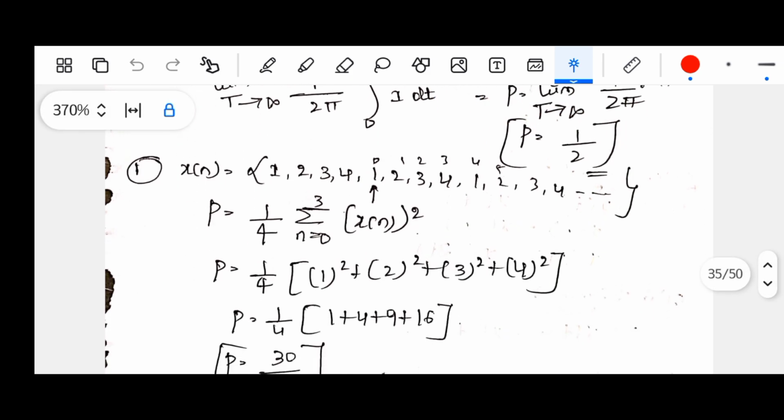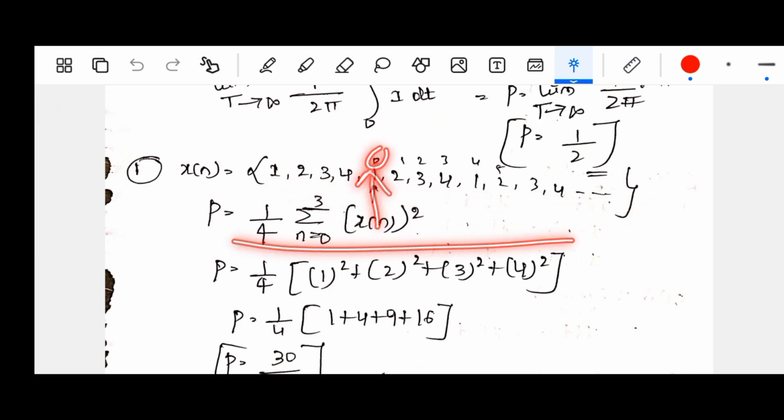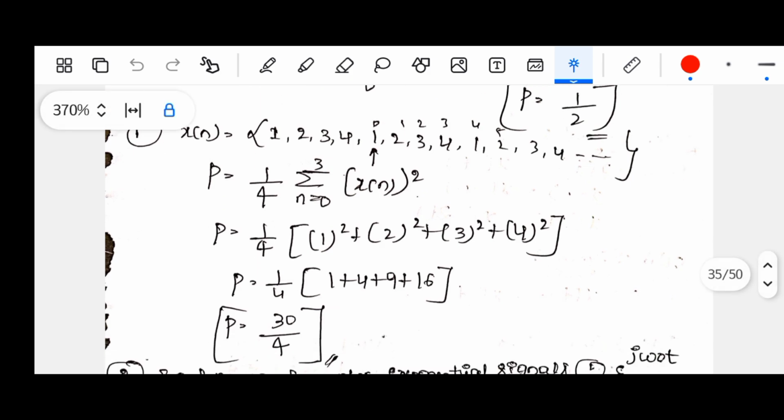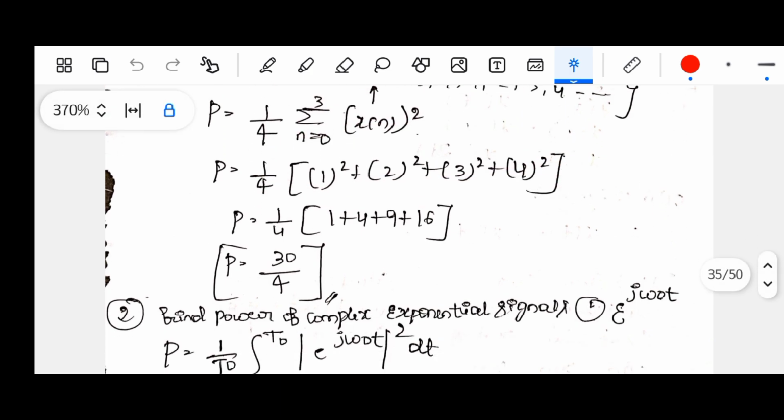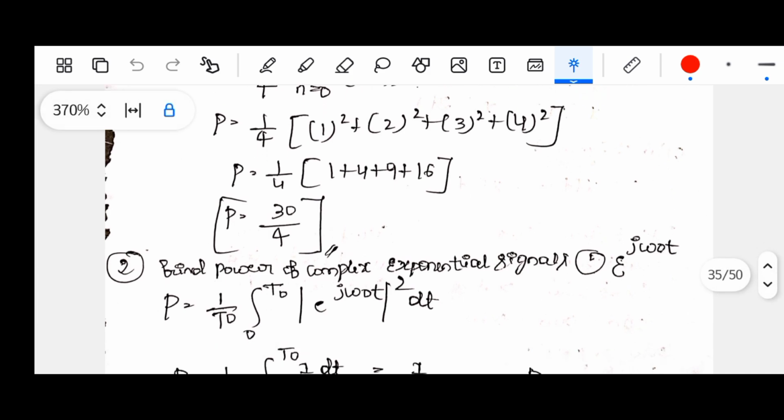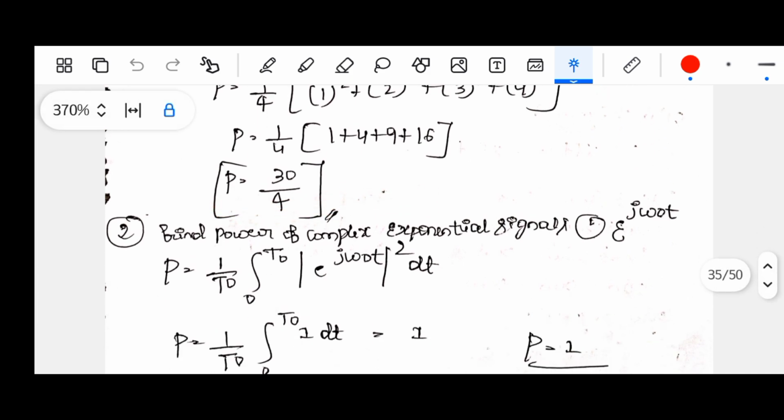Next, x of n is equal to 1, 2, 3, 4, and so on. It is repeating at the 4th value. Therefore P is equal to 1 by 4 times the summation from n equal to 0 to 3 of x of n whole square, which is 1 by 4 into 1 whole square, 2 whole square, 3 whole square and 4 whole square. So P is equal to 1 by 4 into (1 plus 4 plus 9 plus 16). Therefore the value will be P is equal to 30 by 4.